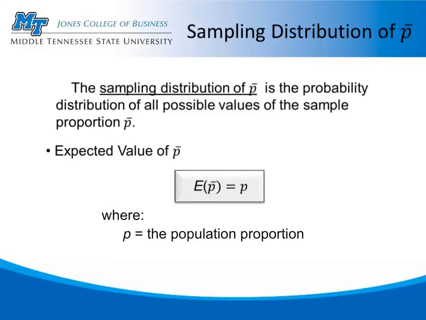Now just like with the sampling distribution of the mean, the expected value of the sample proportion is the population proportion. If you took every possible sample and you calculated the sample proportion for every possible sample, and you added up all those numbers and divided by the number of samples, you would get the population proportion. It's an unbiased estimator. The sample proportion is an unbiased estimator of the population proportion. In that result, it won't make any difference how you sample.